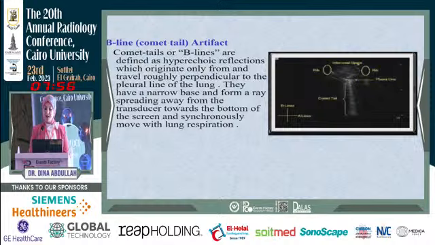While the B-line artifact or comet tail artifact, defined as hyperechoic reflections, originate only from and travel perpendicular to the pleural line of the lung. They have a narrow base, form a ray spreading away from the transducer towards the bottom of the screen, and they move synchronously with lung respiration.